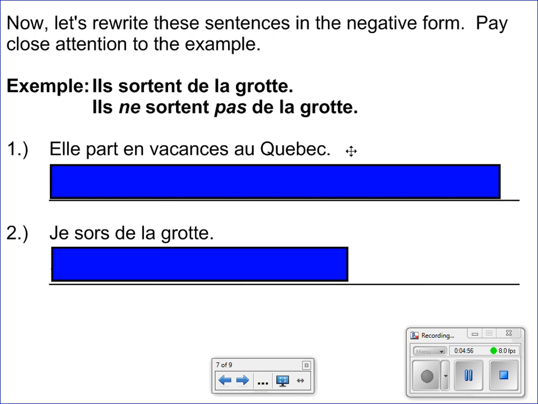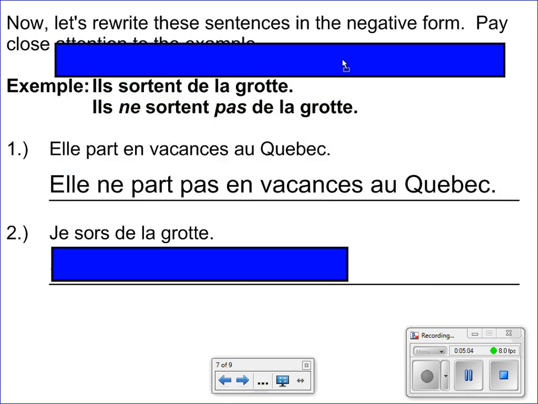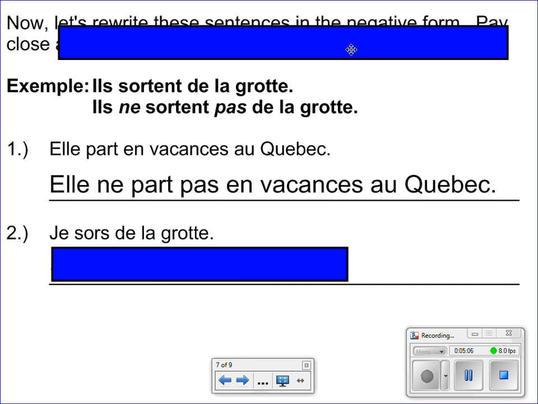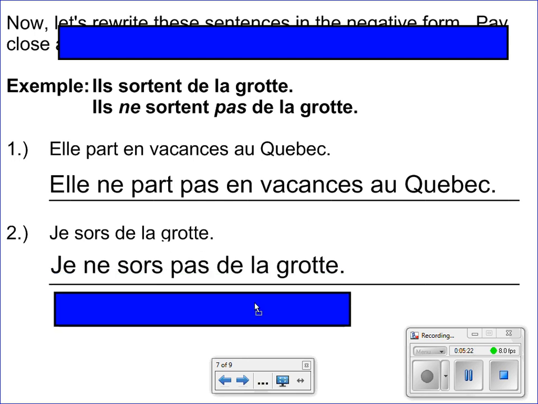And your sentence should look like this. Elle ne part pas en vacances au Québec. Let's try this next one. Je sors de la grotte. Put the video on pause and put this sentence in the negative form. Okay, and your answer should look like this. Je ne sors pas de la grotte.